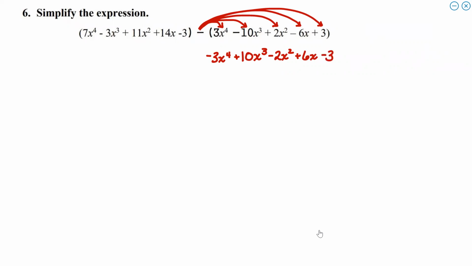What do I do to the first polynomial? For right now, after I distribute, I just bring that first polynomial straight down. Nothing about it changes. It's like if I distribute a 1 to it, it all stays exactly the same. 7x to the 4th minus 3x cubed plus 11x squared plus 14x minus 3. Nothing about that guy changes.